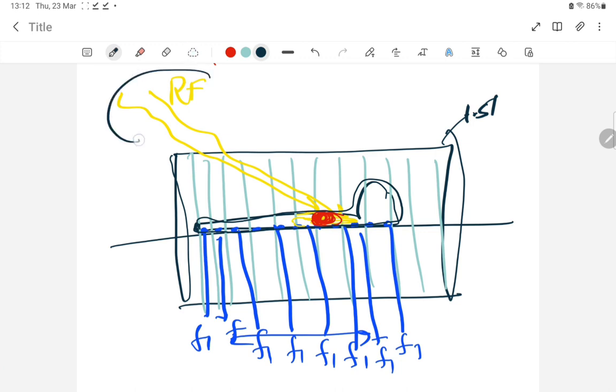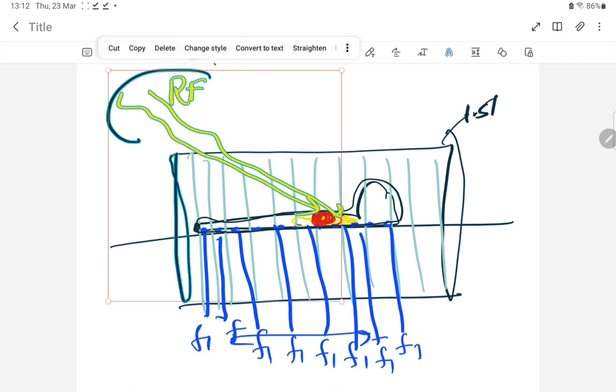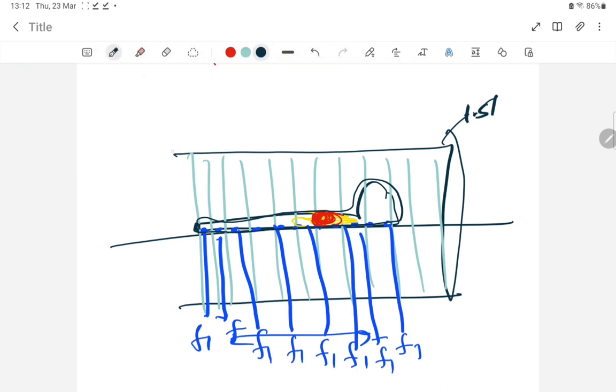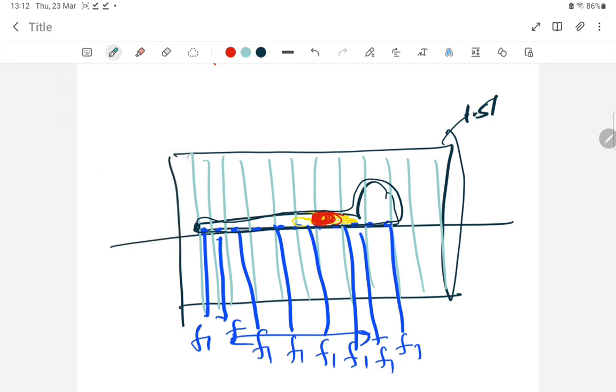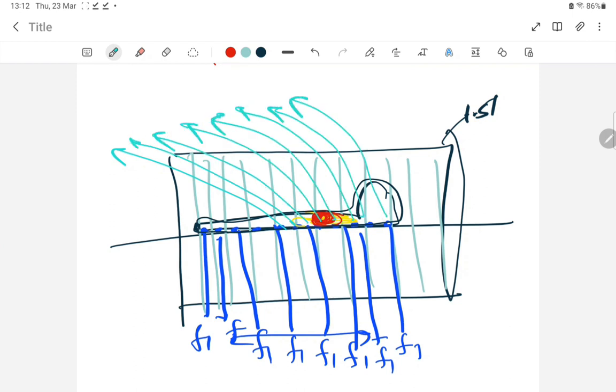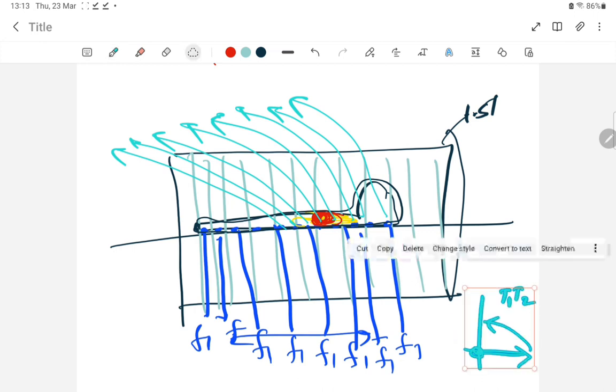Now this RF is removed. So what will happen? This patient body will release RF. You have removed your RF, and now the patient body will release energy, and relaxation will take place. I explained earlier, T1 and T2 relaxations. So all the atoms will go to the home position. T1 relaxation and T2 relaxation will happen, and energy will be released.